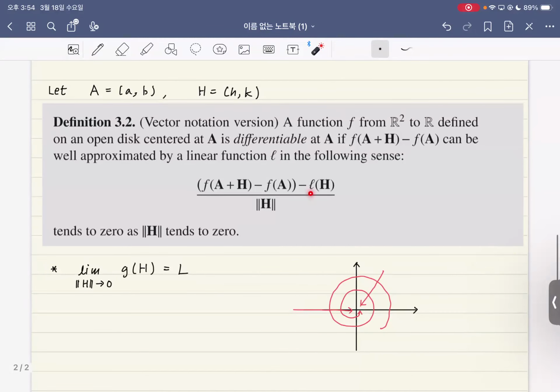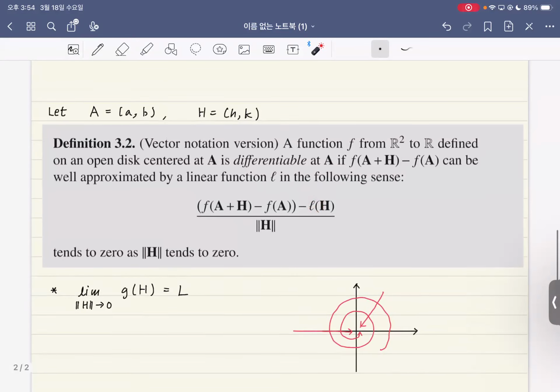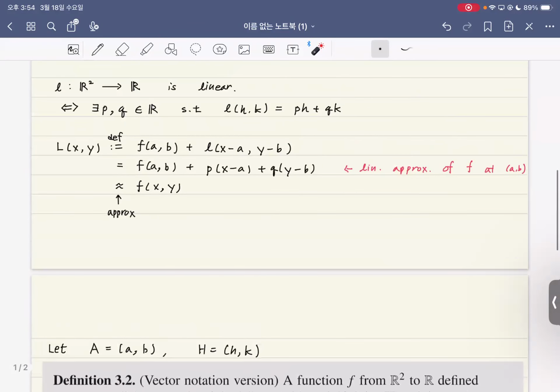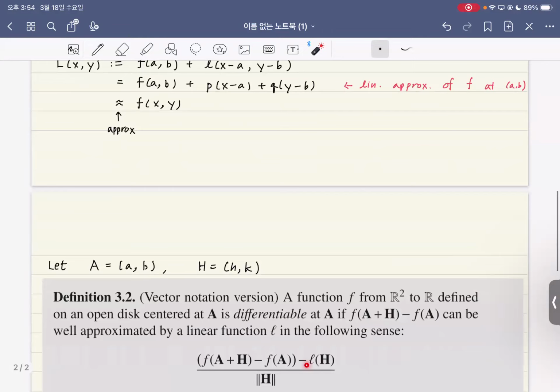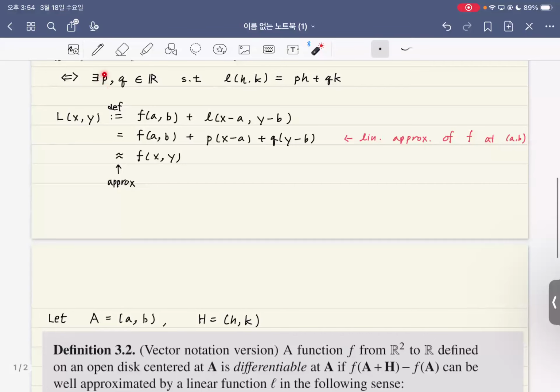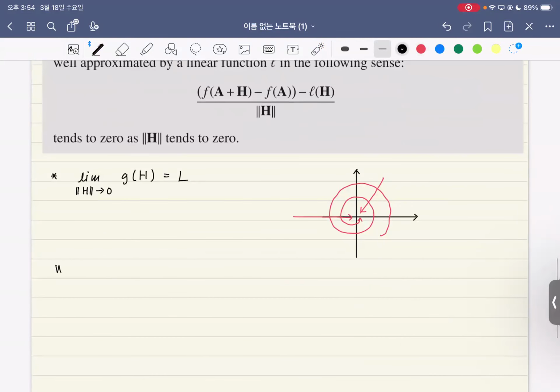Using this observation, I want to find out this function L. And what do I mean by finding this function L? Every linear function can be written as ph plus qk. Therefore, finding L is nothing but finding these two constants, p and q. So first, we are supposed to find these two numbers, p and q. So what are p and q?